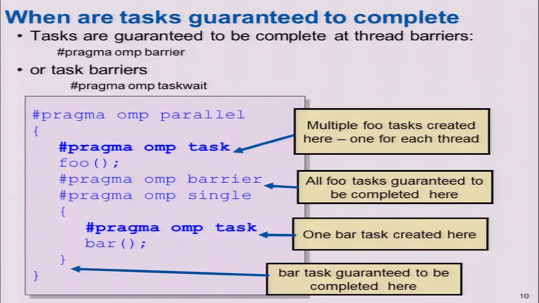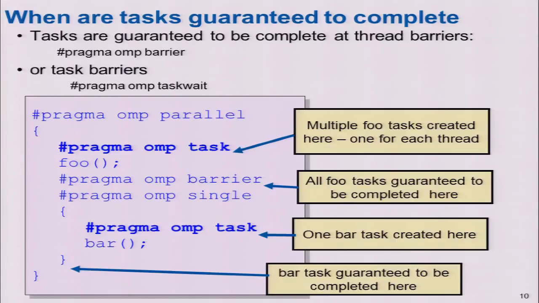I've created a bunch of threads. Every single thread is going to create a task calling foo, right? In this code, the way the parallel works is all the statements in the block everyone calls. So every thread creates a task. They're going to do the function foo. We say that all the tasks must be completed by the barrier. That's in the definition of the tasks.